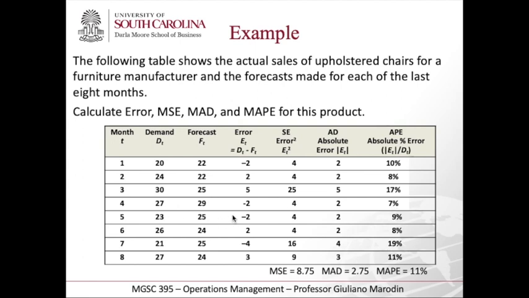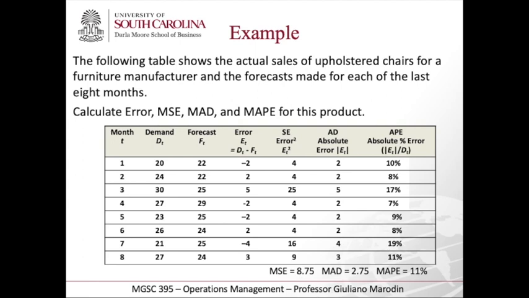7 divided by 7. And what you do at the end is you get the mean. When you have the M at the beginning, that's the mean. Okay, so mean absolute percentage error 11%, mean absolute deviation 2.75, and mean square error 8.75.